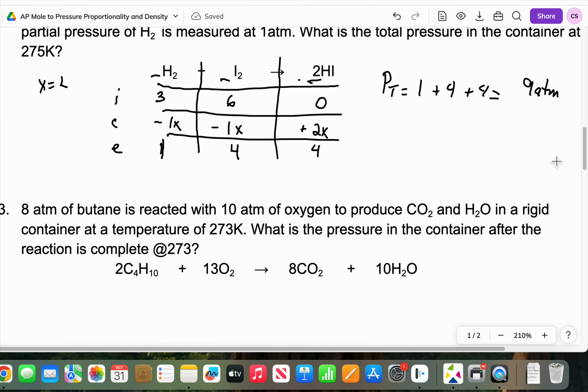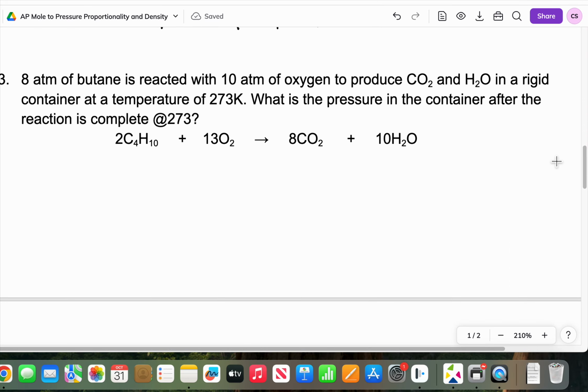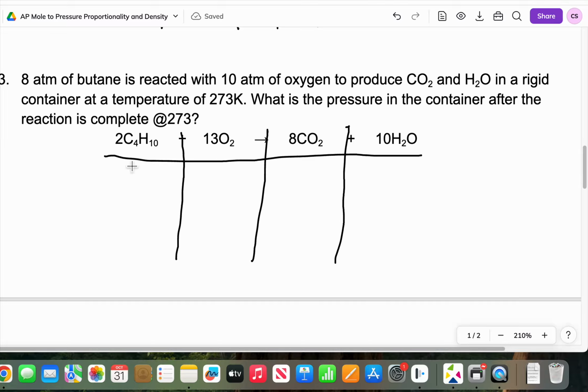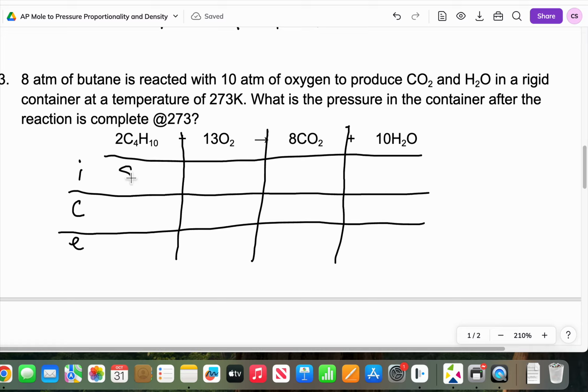Okay, let's see. One more. So we can just make our ICE table. 8 atmospheres of butane. Initial, change, equilibrium. 8 atmospheres of butane is reacted with 10 atmospheres of oxygen to produce CO2 in a rigid container. So initially there's 0 and 0 before the reaction happens. What is the pressure in the container after the reaction is complete?